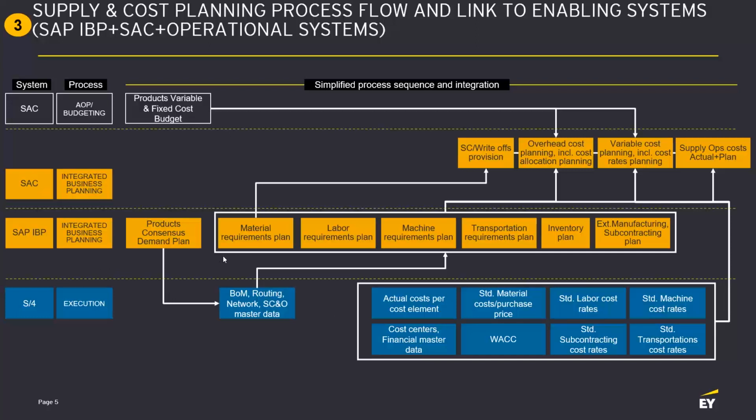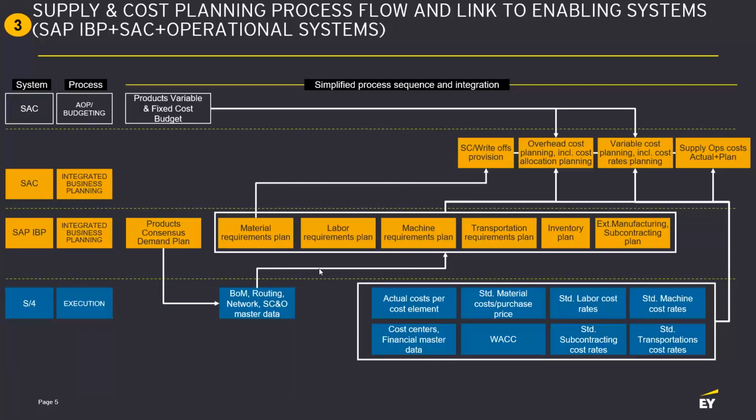Then we use the information which was completed in the previous step, so the product consensus demand plan. And with the use of the bill of material and routing, with the SAP IBP engine of heuristics and the supply optimization engine, we calculated material requirements, labor requirements, machine, transportation, inventory plan, and even requirements for the external manufacturing, right? So this is really the heart and the biggest value of SAP IBP, really to plan and optimize the supply chain planning.